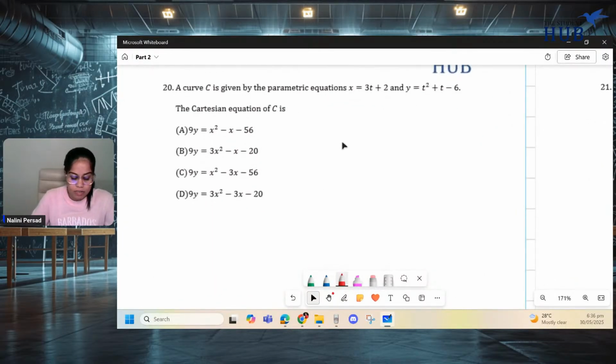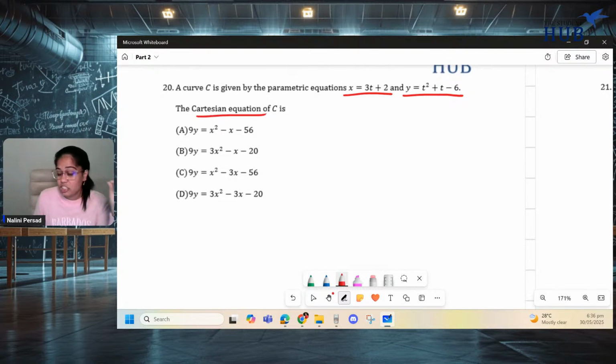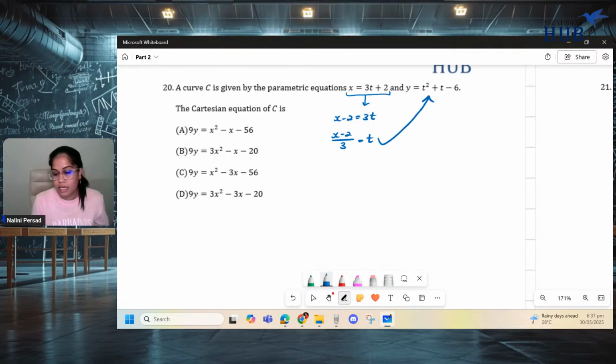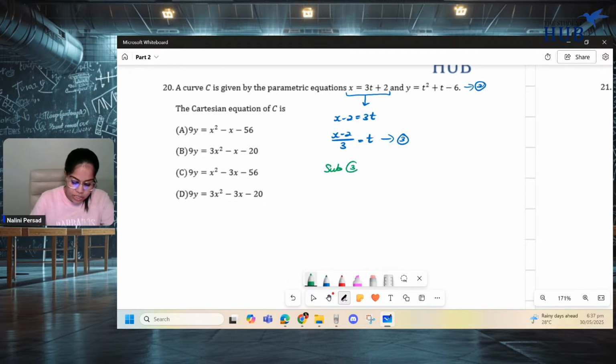Question 20. A curve C is given by the parametric equations. What's the Cartesian equation? So a Cartesian equation only has x and y. So we could take this one and make t the subject. So we have x minus 2 all over 3 is equal to t. And I could substitute that into the other equation. Right? So if it was a paper 2 question, you would have made sure to label it and substitute equation 3 into equation 2.